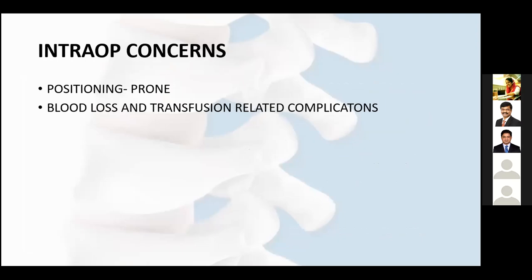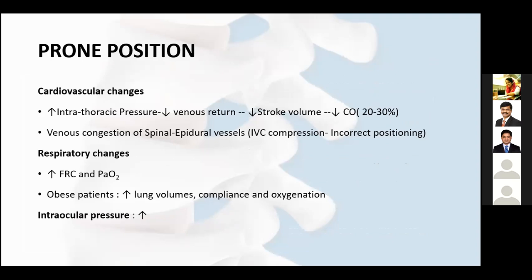So the major intraoperative concerns include, right from the positioning, the prone positioning, the major blood loss that can happen, and the transfusion-related complications. In prone position, the cardiovascular changes, our main concern is that it is going to increase the intrathoracic pressure, which is going to decrease the venous return and decrease the stroke volume. Thereby, the cardiac output is decreased.